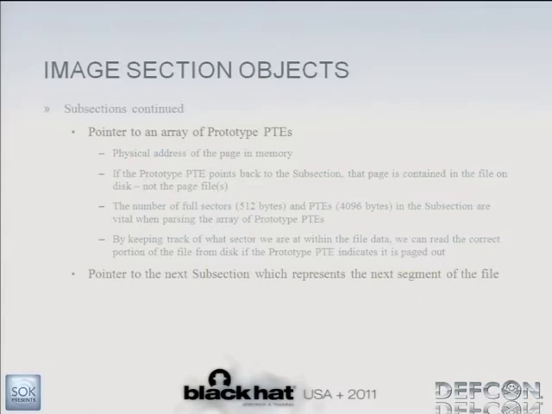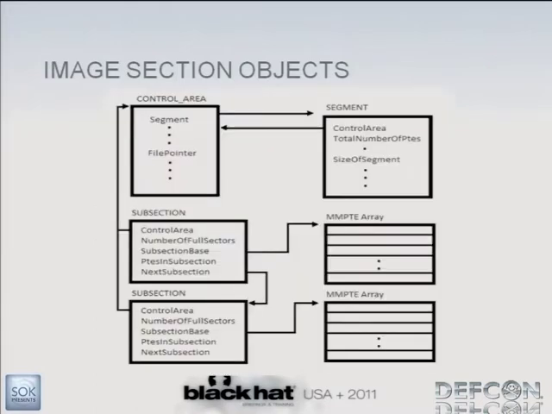And basically, by keeping track of where we are when we walk these sectors in memory, 512 bytes at a time, we will know the offset that we need to read if the file is paged to disk. So using that, we can get all the data if we're running on a live system. Another thing of interest is there's probably definitely more than one subsection, especially if it's a PE file. So there'll be a pointer to the next subsection, and you basically just chase the chain, right? So this is just a nice graphic of what that looks like conceptually in memory with our array for each subsection.